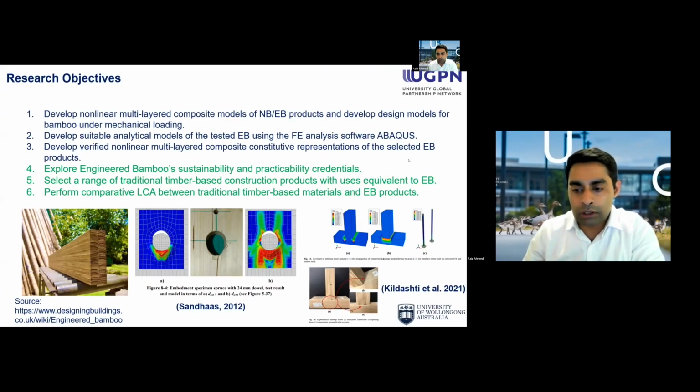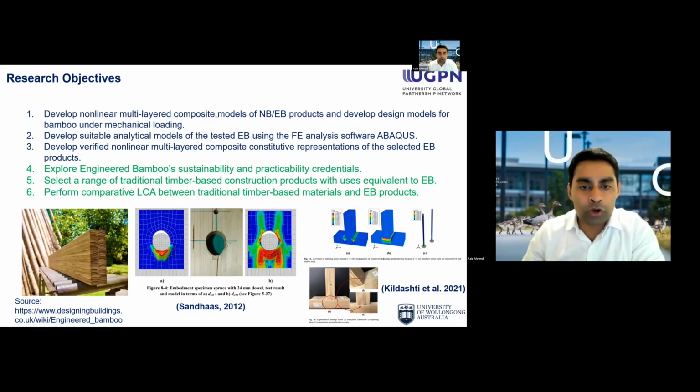So our objective for this part of the research is to develop a nonlinear multi-layered model, because timber is very much an anisotropic material. It's not even orthotropic. It's very much anisotropic material. But maybe we can simplify, especially for engineered bamboo like this. Maybe we can simplify into an orthotropic material.